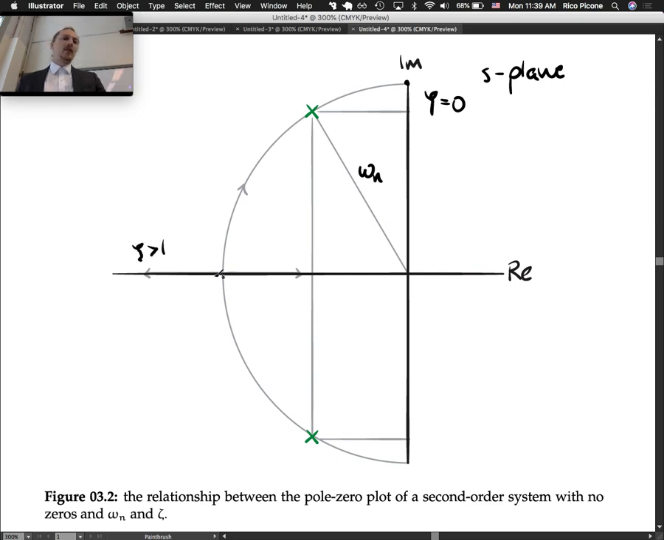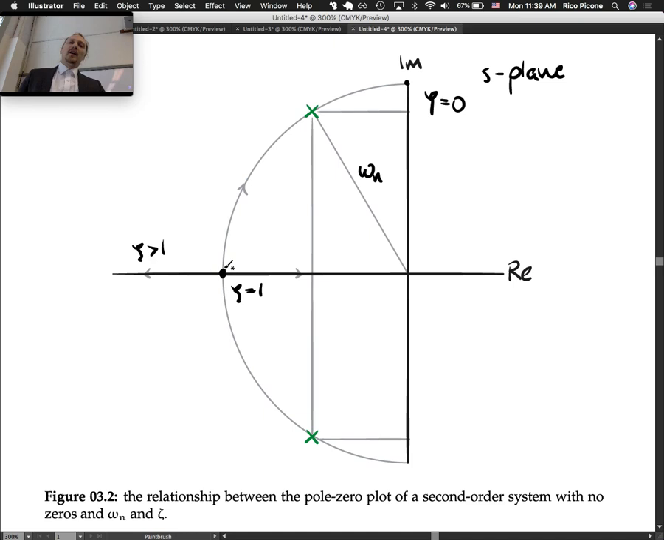Okay, let's look geometrically at what happens if you have zeta greater than 1. This is what happens if you have an overdamped system. The complex conjugate pair of poles become real, right? So they're not complex anymore. This is zeta greater than 1. And then right here is critical damping, so this is zeta equals 1. This is when it's almost going to oscillate, but not quite. And this is where you have a double pole.